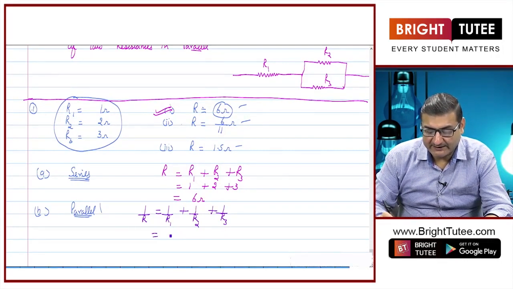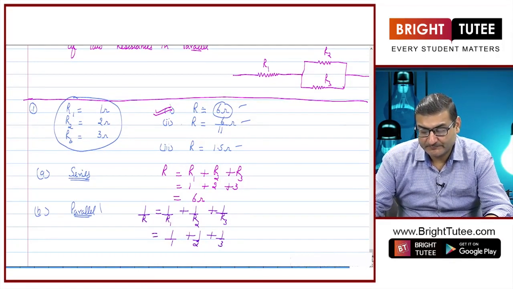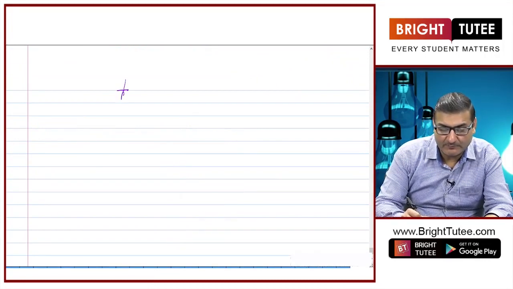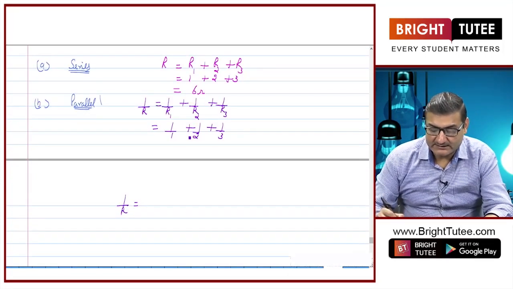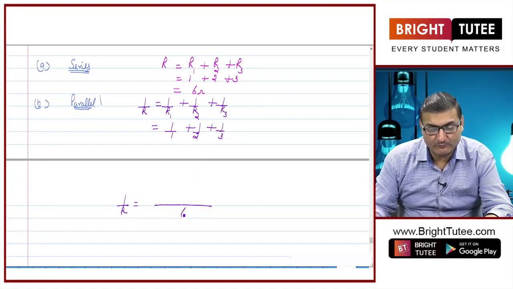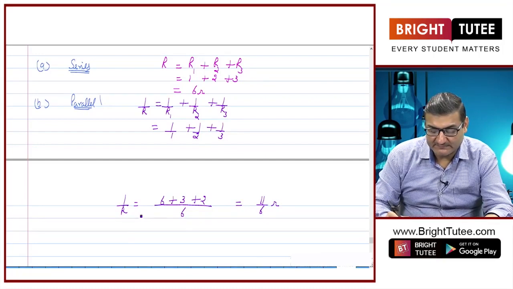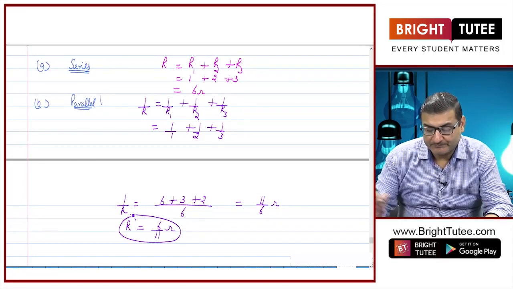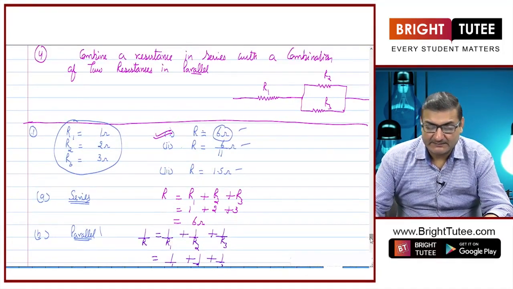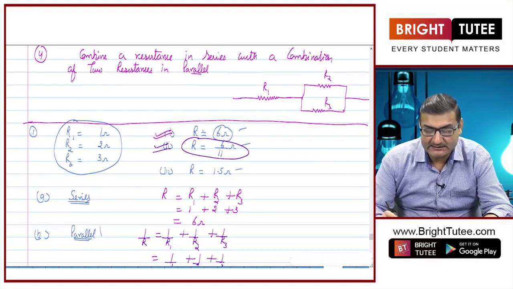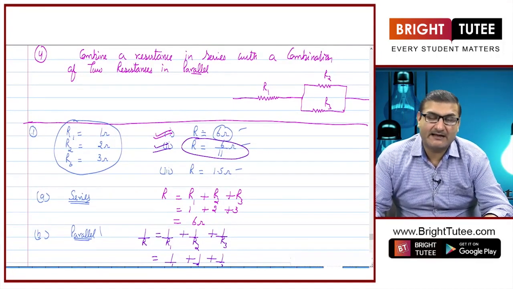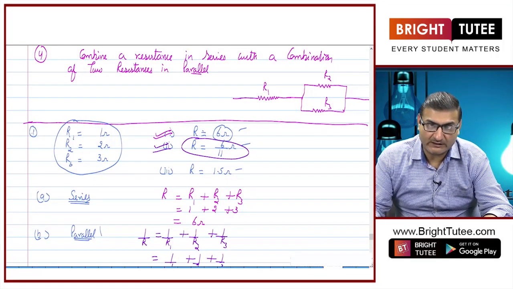Putting the values, I will get 1 upon 1 ohm plus 1 upon 2 ohm plus 1 upon 3 ohms. Right? Taking the LCM to be 6, here we will get 6 plus 3 plus 2, that comes out to be 11 by 6 ohms. This is 1 upon R, so R is 6 by 11 ohms. So, if I connect them in parallel, I will get my second answer, that my total resistance will be 6 by 11 ohms. Got it?